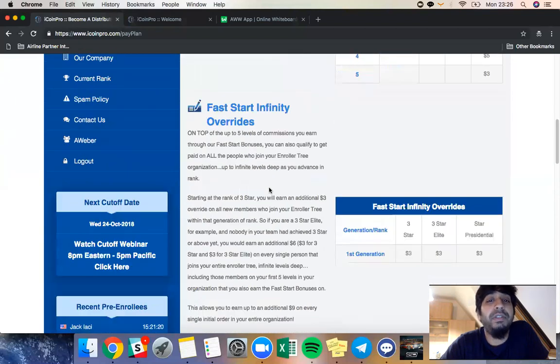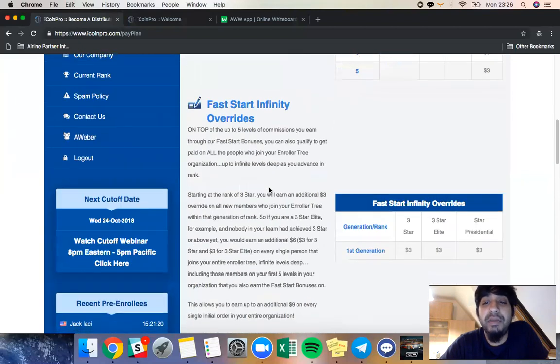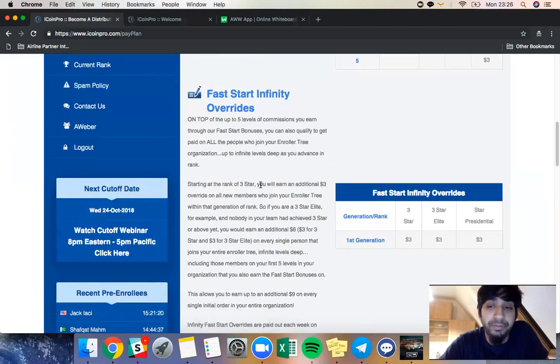Then you have the infinity overrides. This basically means that once you reach a certain level or rank, as we call it in iCoinPro, then until another person in your tree, your community or your team reaches the same level, you will get paid $3 from the first generation of everybody who comes under you.